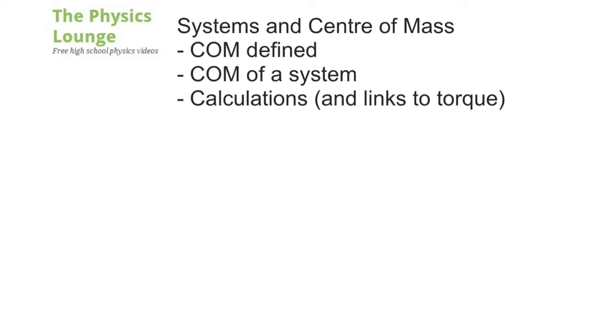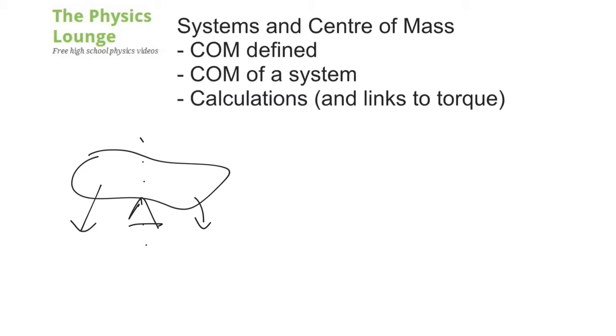So in this video we're looking at systems and centre of mass. First of all, I'm going to go down those bullet points. The centre of mass is defined like this: if you have a random object, there's a point somewhere down the centre where you could balance it on a pivot point and it wouldn't fall off either way. So the centre of mass is in that line of balance.